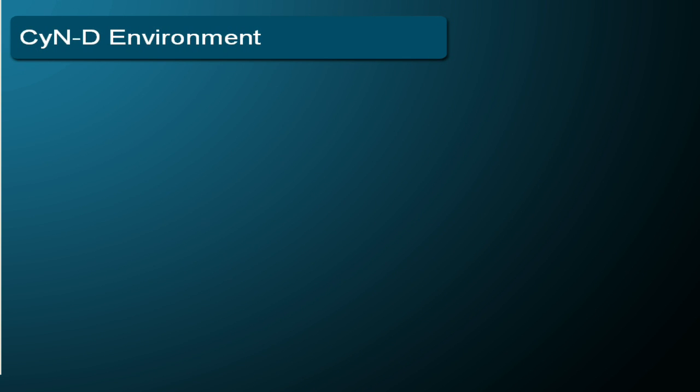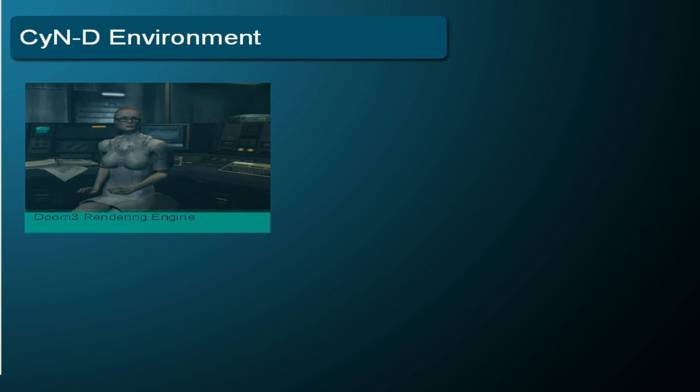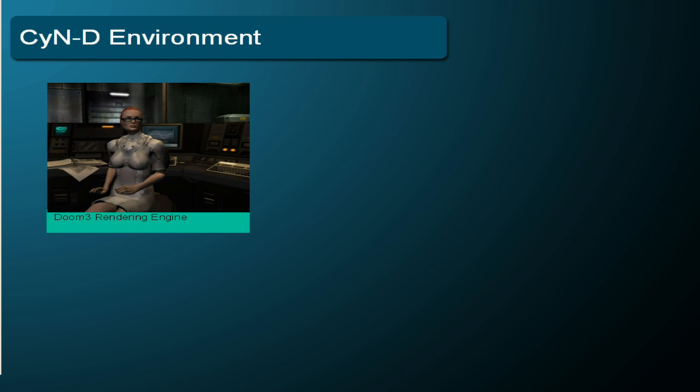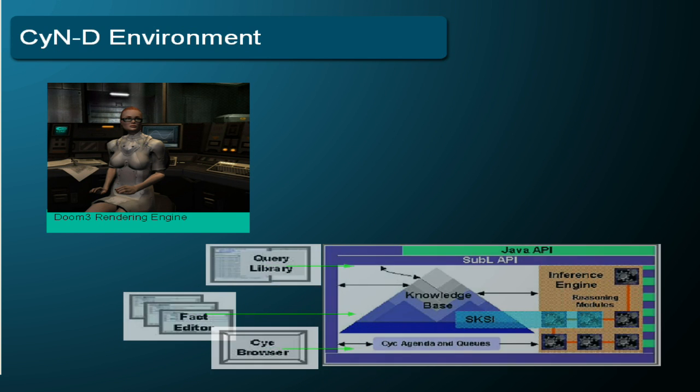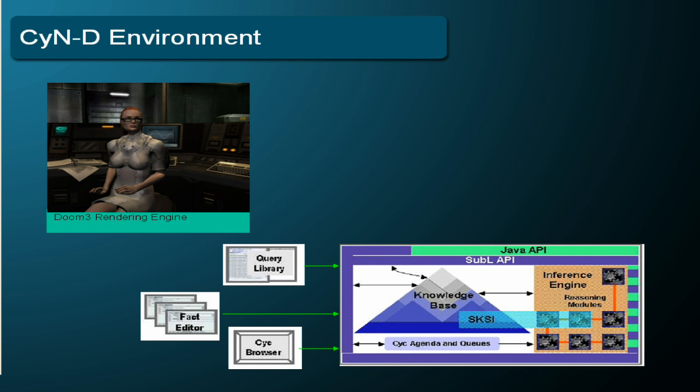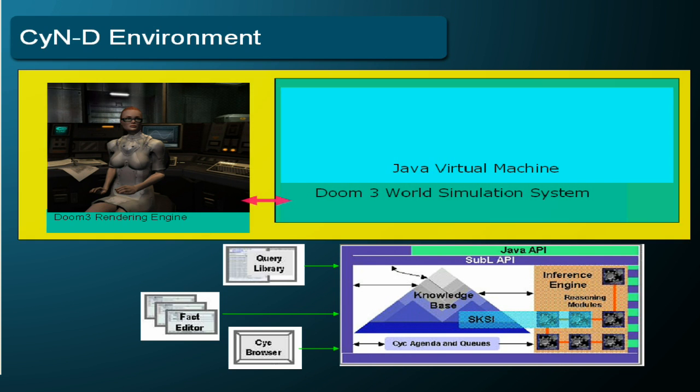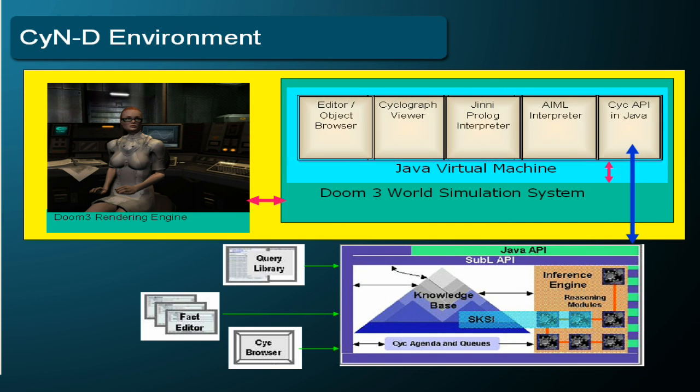CynD, or Psych plus Program In plus Doom, is a system Daxtron Labs developed to experiment with Psych in a modern game environment. It consists of the Doom 3 game engine, Psych and its supporting interfaces, and our developed additions consisting of a Java virtual machine embedded within Doom and hosting a number of applications and utilities inside that Java environment. This approach was chosen, seeing that Psych's Java API is the most mature.